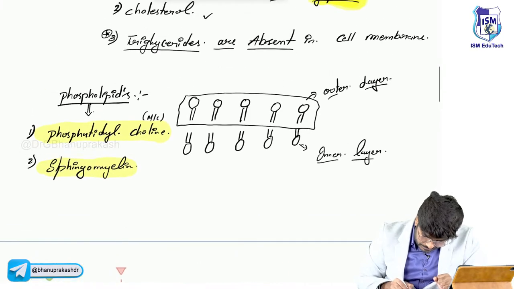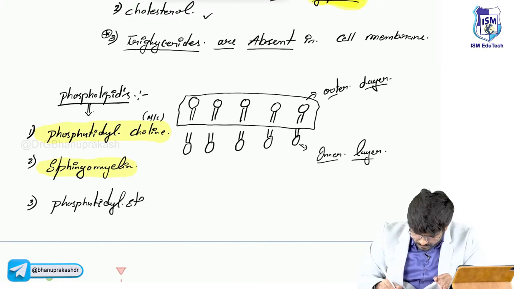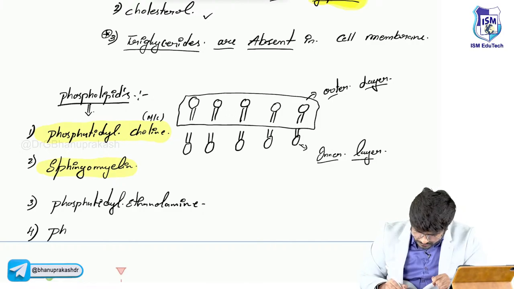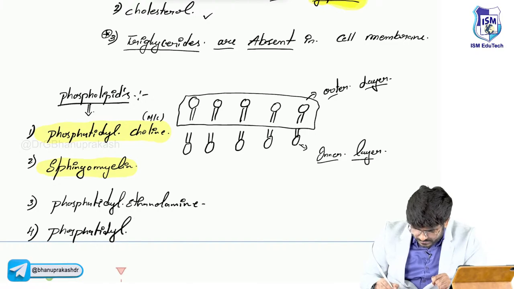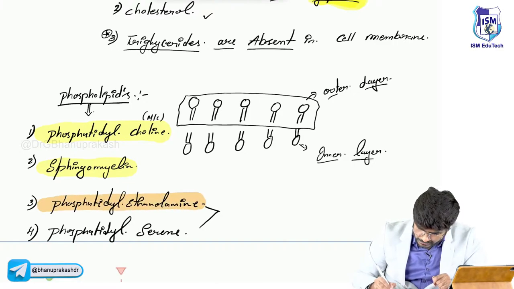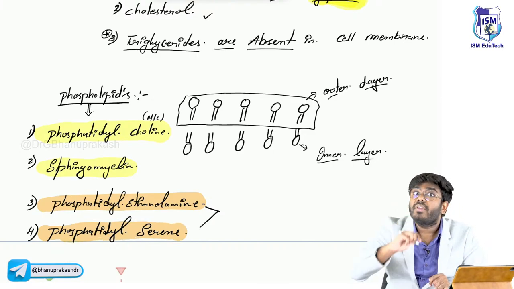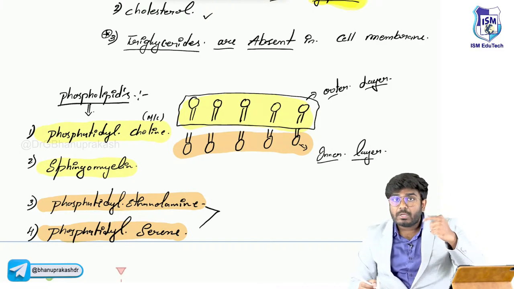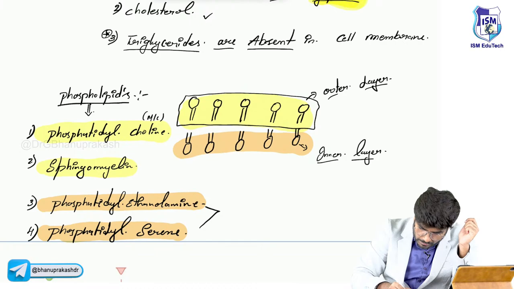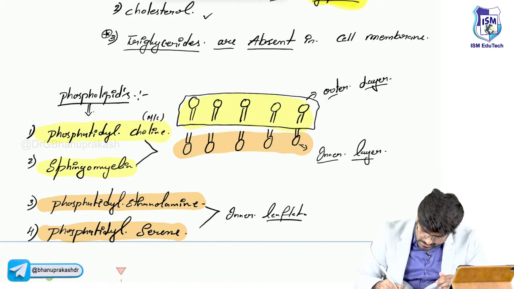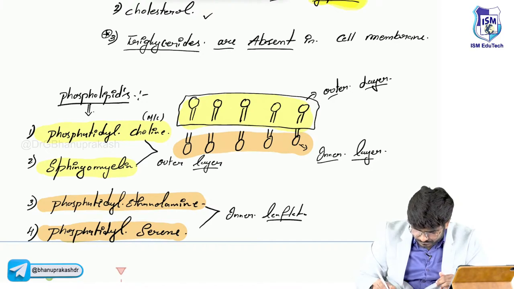Okay. Apart from that, phosphatidylethanolamine and phosphatidylserine. See, they are mainly present, I'm just highlighting them with a different color. Phosphatidylethanolamine and phosphatidylserine are also phospholipids, but where are they present? They are mainly present in the inner leaflet. In the outer leaflet, different types of phospholipids; in the inner leaflet, different types of phospholipids are present. So they are present in the inner leaflet or the inner layer. Okay, these two are present in the outer layer.